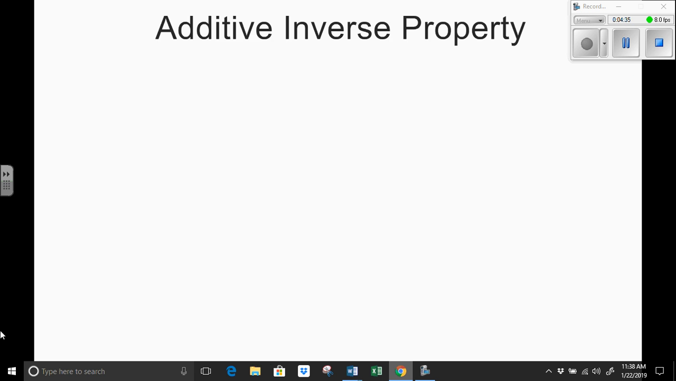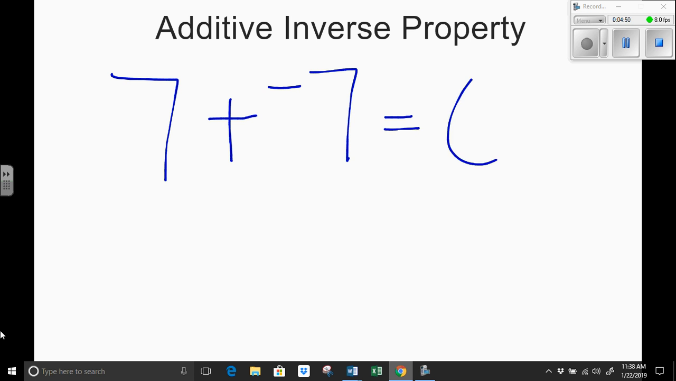Our next property is the additive inverse property. It's exactly what it means. You're adding its inverse. So in this case, you're adding its opposite. So if I have the number 7 and I wanted to add the opposite of 7, which is negative 7, that's going to give me 0. And that works for anything that we add the opposite to. So it's exactly as the title says, additive meaning adding, inverse meaning opposite of whatever that number was, and your answer will be 0.